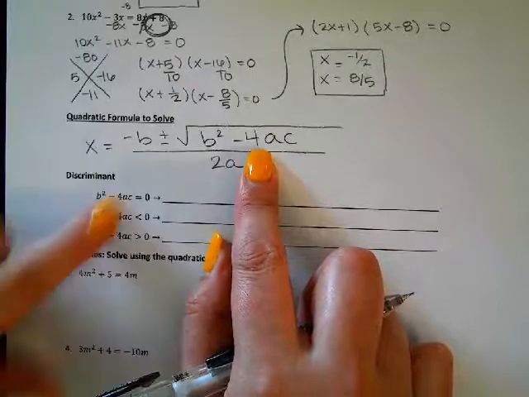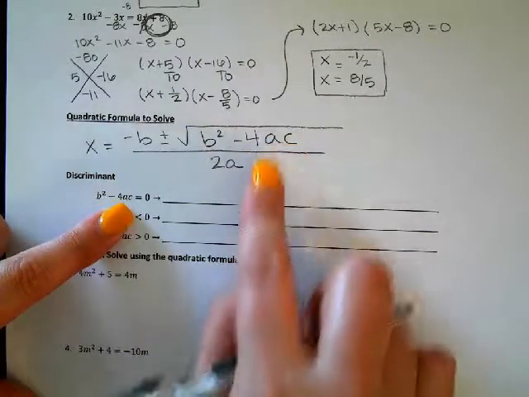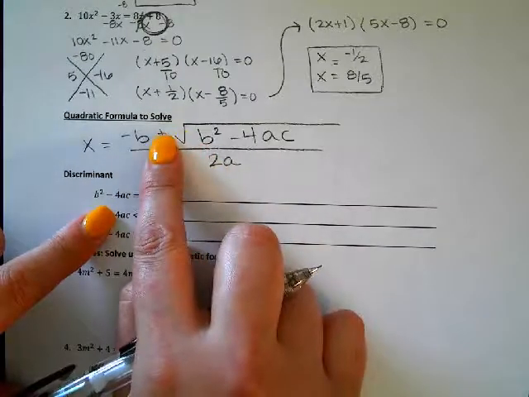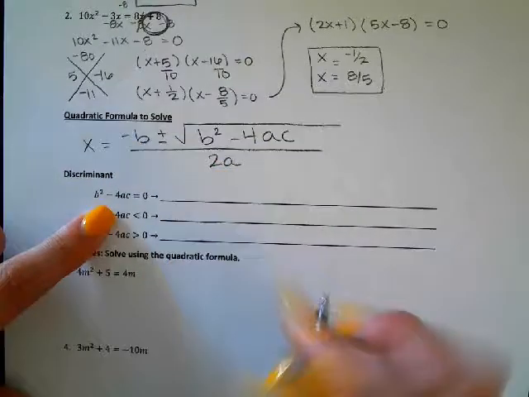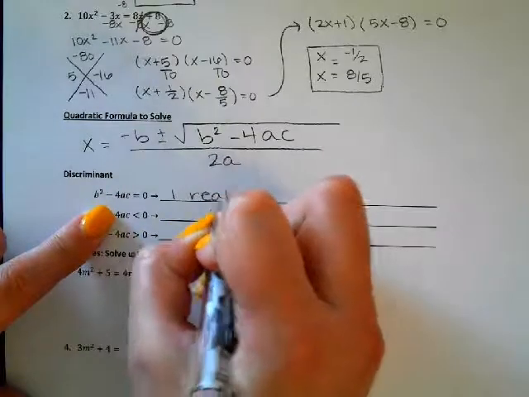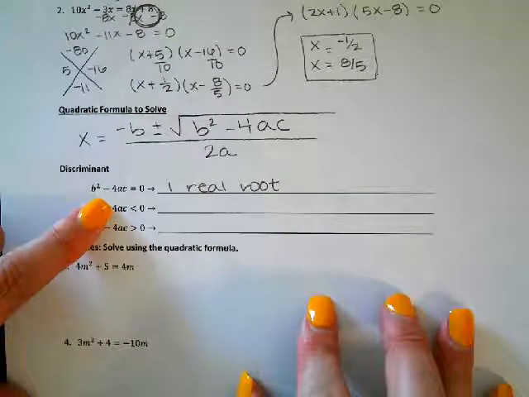So if your discriminant zeroes out, if this part right here disappears because it all cancels out, then you're not going to have plus or minus anything. You're just going to end up with -b over 2a. So this is going to give you one real root. If that happens, you're going to get one real root.